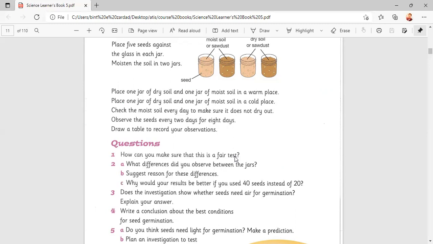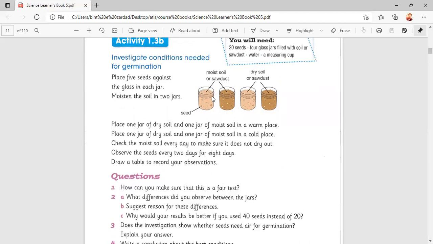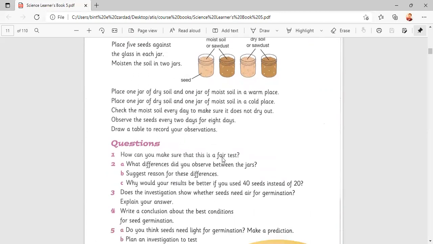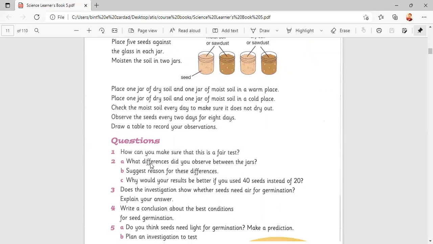Obviously, if you want a fair test, you should give the other things to your seed properly. We are making an investigation about whether the seed can germinate in wet soil or dry soil. So for other things like the seeds, the total number of seeds, we should put an equal amount of seeds in each jar, and put one jar on a warm place and put the other one on a cold place. Like this, you can say this is a fair test. And also we are repeating again and again.